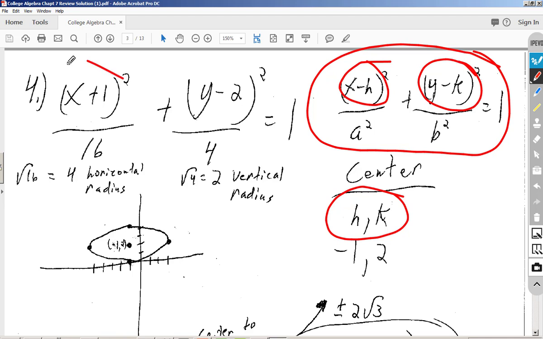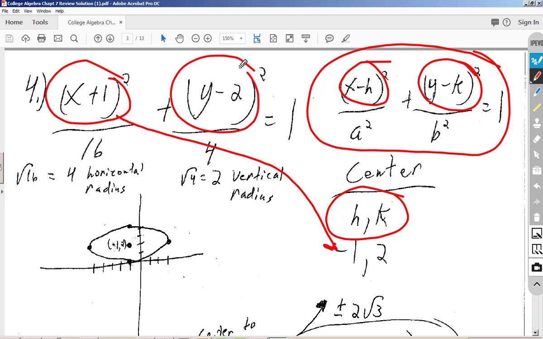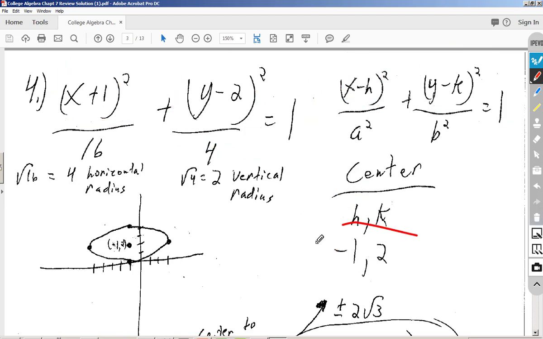So here I have x plus 1. I find that answer, and that answer is going to be negative 1. I got y minus 2. I find that answer, and that is going to be a positive 2. There's your center right there, located at negative 1 and 2. So to graph this, I go to the point negative 1 and 2, put my dot there. So here's a negative 1, positive 2.